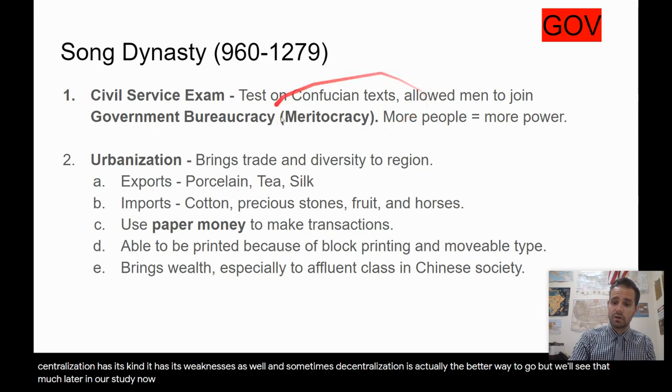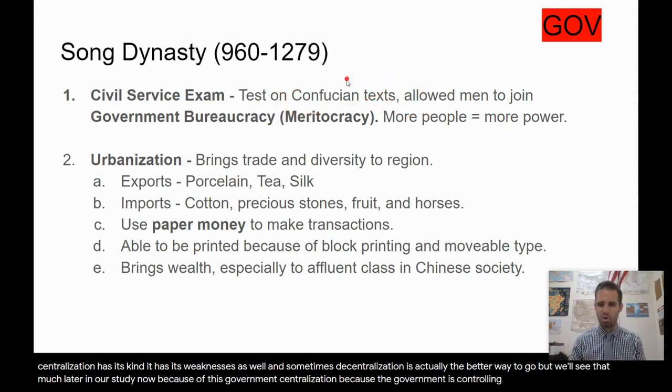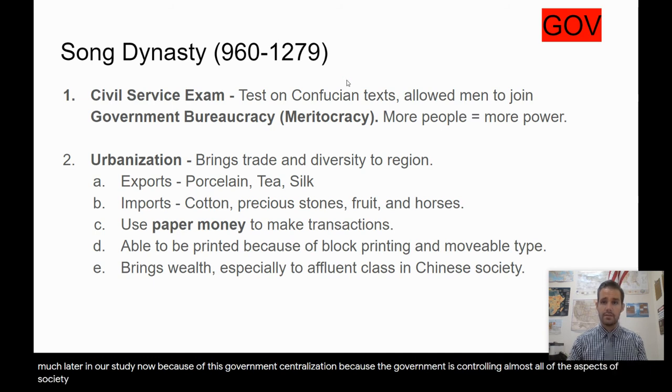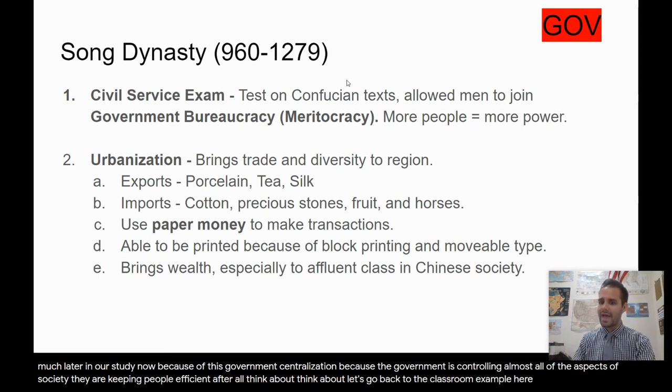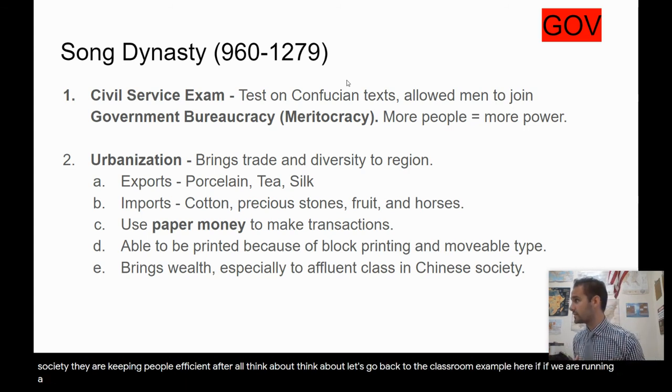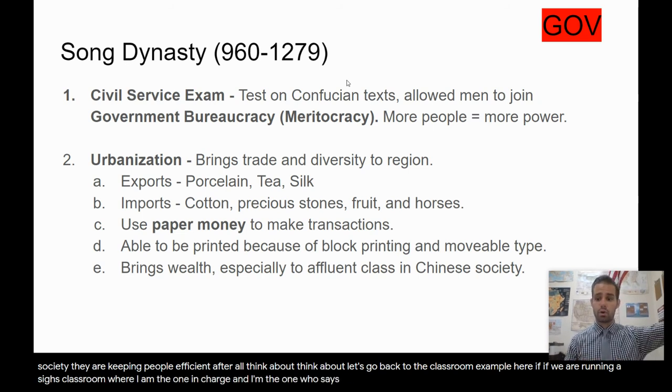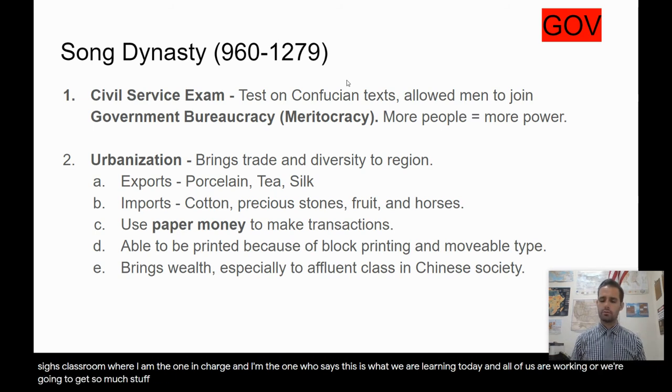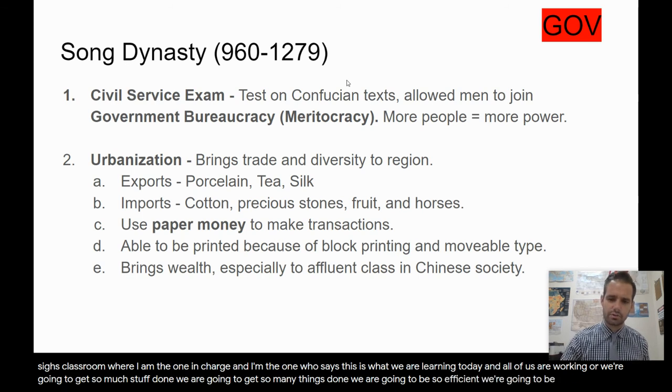Now, because of this government centralization, because the government is controlling almost all of the aspects of society, they are keeping people efficient. After all, let's go back to the classroom example here. If we are running a centralized classroom where I am the one in charge and I'm the one who says, this is what we are learning today and all of us are working, oh, we're going to get so much stuff done. We are going to get so many things done. We are going to be so efficient. We're going to be such a great class.